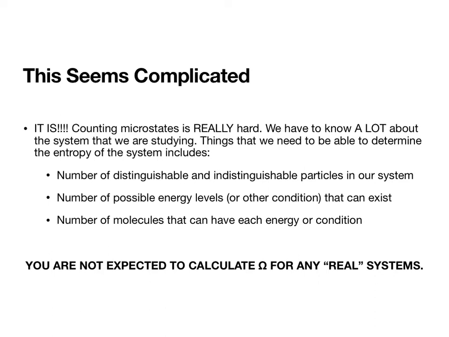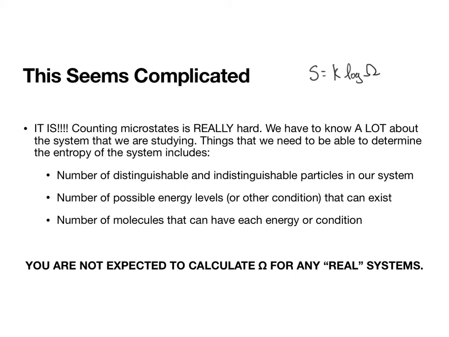Okay, so you're probably thinking this seems really complicated. It is. Counting microstates is really hard. We have to know a lot about the system that we're studying. And in order to determine our entropy with S equals k log omega, we're going to have to know if our particles in our system are distinguishable or indistinguishable. We'll have to know the number of possible energy levels or really any other condition that can exist. And we're going to have to know the number of molecules that can have each energy or condition.